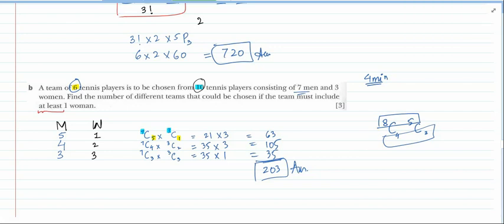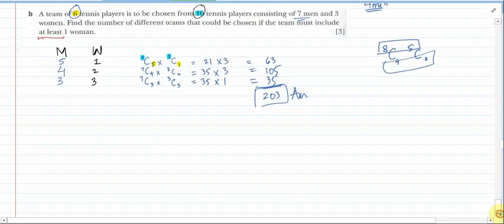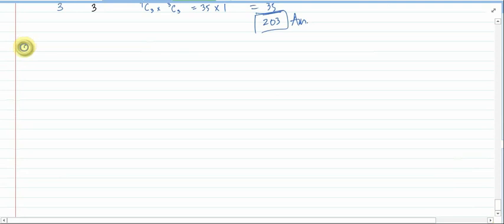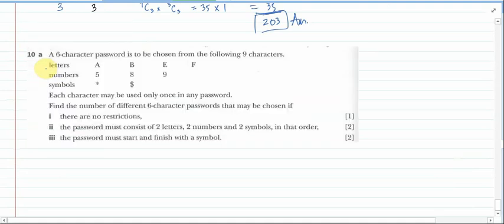Alright class, so moving on towards the next question. It's question number 10 from the same exercise. A 6-character password is to be chosen from the following 9 characters. You have letters A, B, E, F, you have numbers 5, 8, 9, you have symbols asterisk and dollar sign, right? Each character may be used only once in any password. Find the number of different 6-character passwords that may be chosen if there is no restriction.